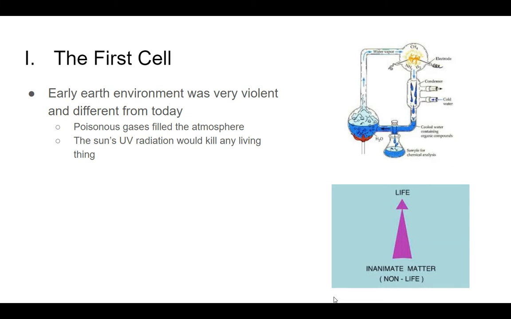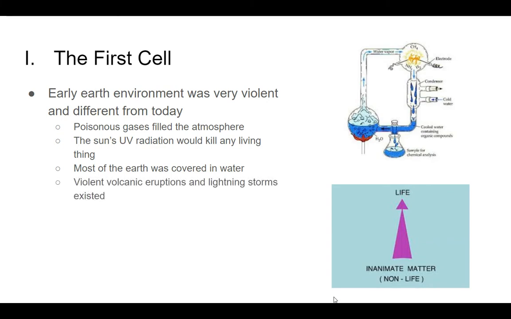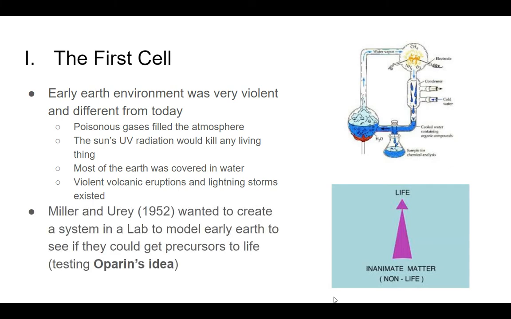which gives rise to the present day understanding that most likely life was created deep, deep, deep in the ocean where there was no sunlight available to kill that first living cell, and around these hydrothermal vents where you could find some chemicals to use as energy. Most of Earth was most likely covered in water. And again, very violent volcanic eruptions and lightning storms most likely existed. So the reason that we go over this is because of the famous experiment that we talked about.